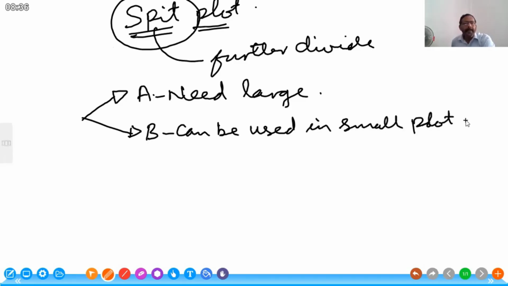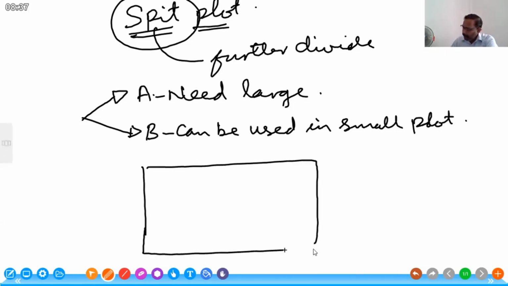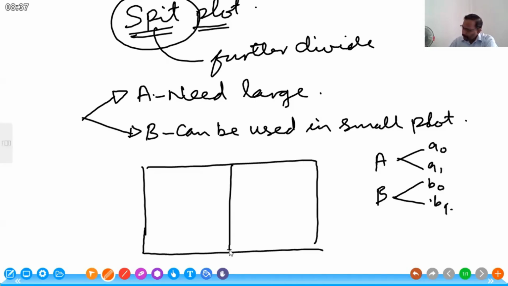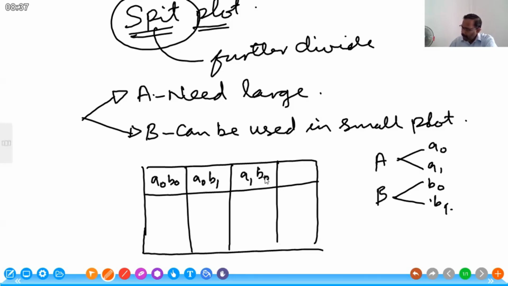You see, earlier in a factorial experiment, can you remember? Let's say factor A has 2 levels, factor B has 2 levels, A0, A1, B0, B1, we have already seen. If you go for RCBD, I will give one setup: A0 B0, A0 B1, A1 B0, A1 B1. You see here, the size of the plot for all the combinations, is it same or different?